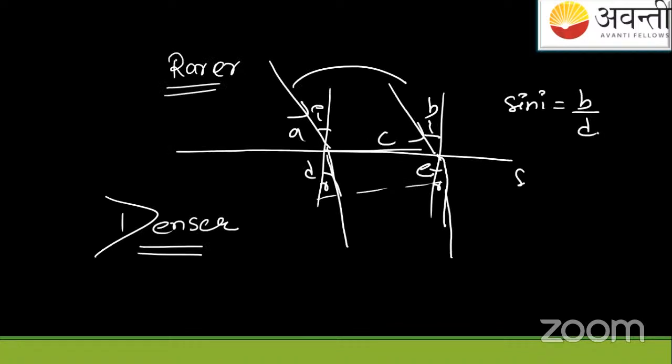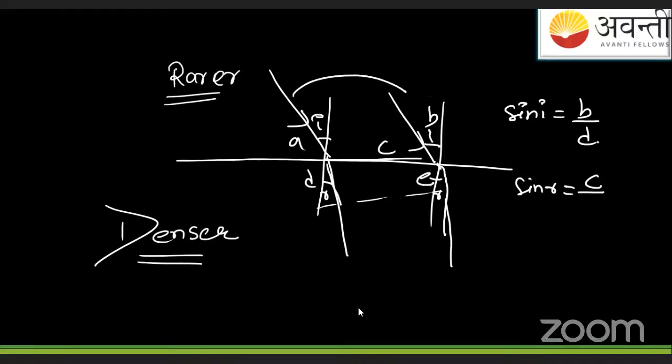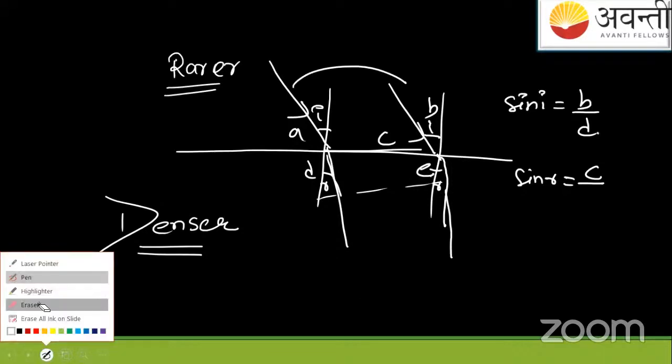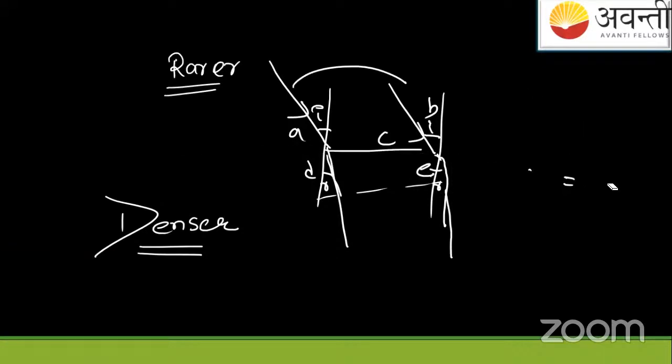If I find sine R, I'll get it geometrically. See, this you have to do yourself. So sine I is equals to B by D. And if I check for the other, I'll get sine... Okay, fine. So there is some mistake here. This is sine I and that is sine R.